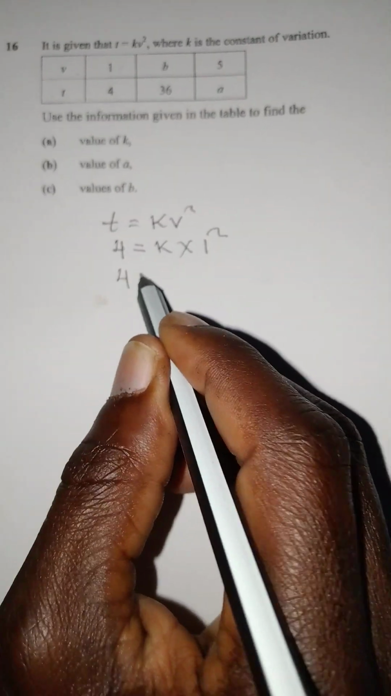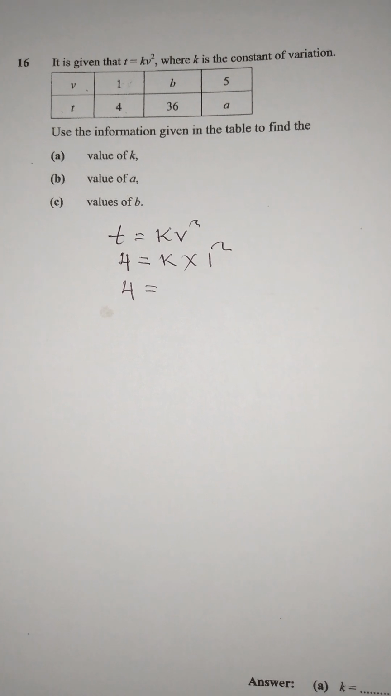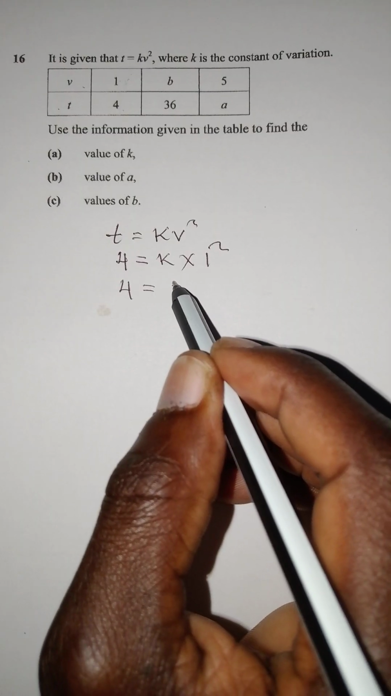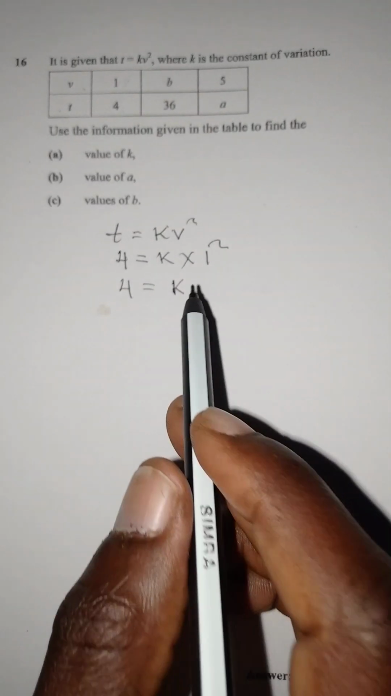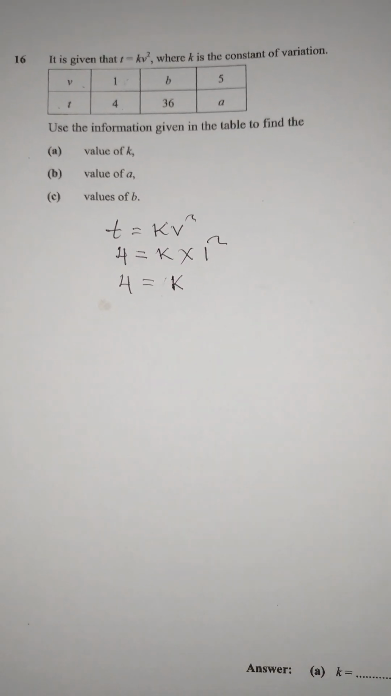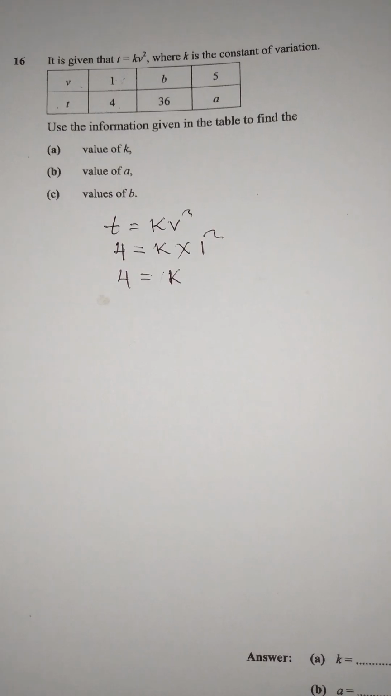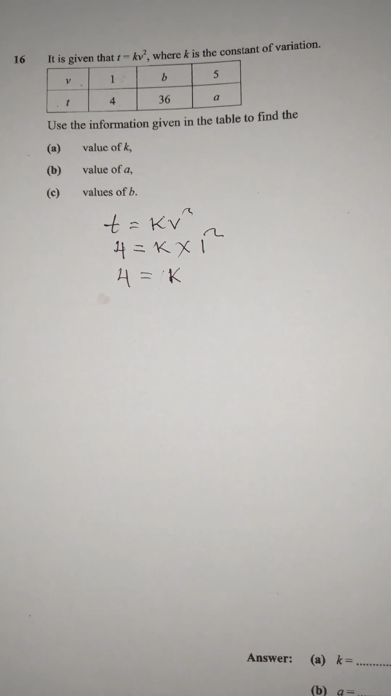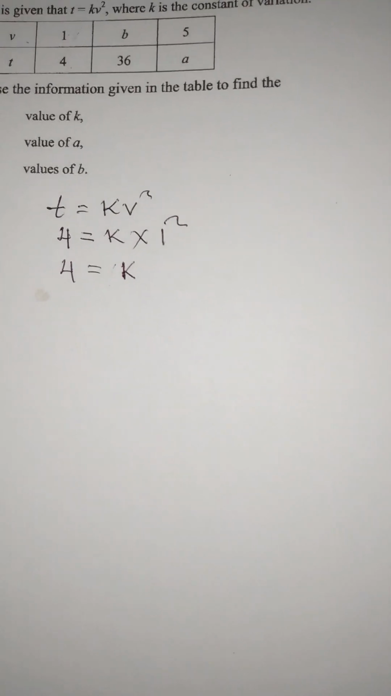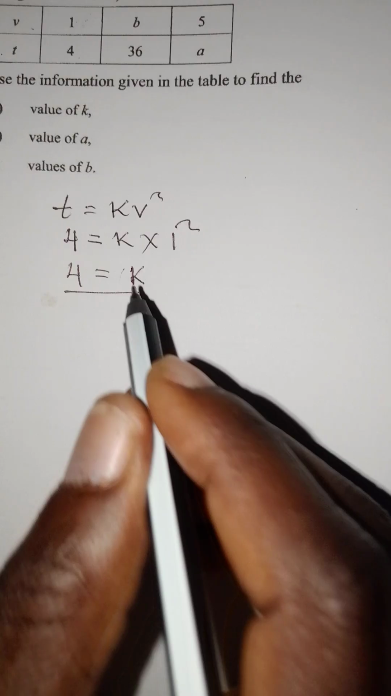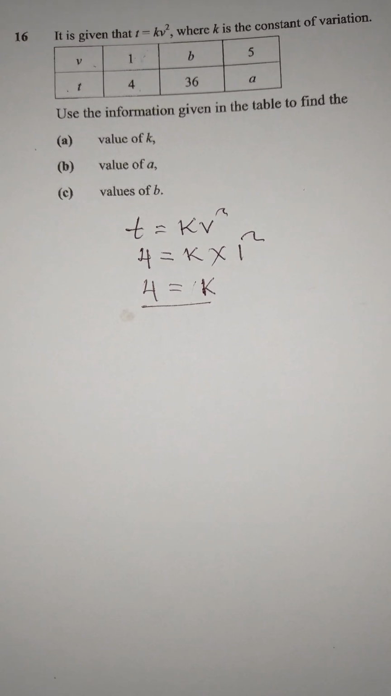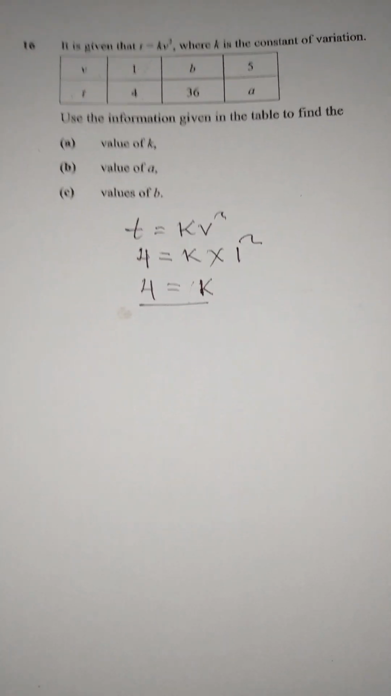So that will just be 4 is equivalent to 1 squared, which will still be 1. 1 times k will just be k. Or others would say we have 1k, then you divide both sides by 1. But there you just have k is equivalent to 4. Hence, this is our constant variation. Okay, we look at B, which says find the value of A.